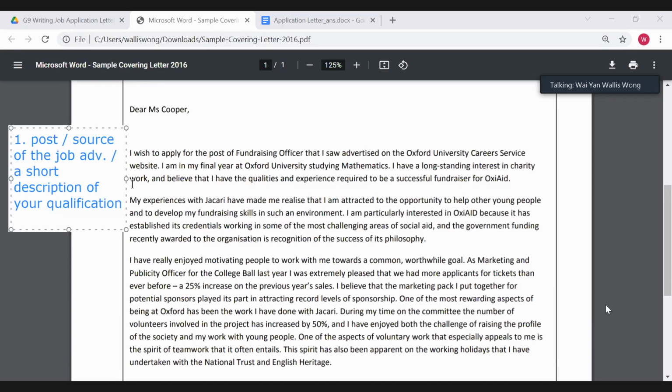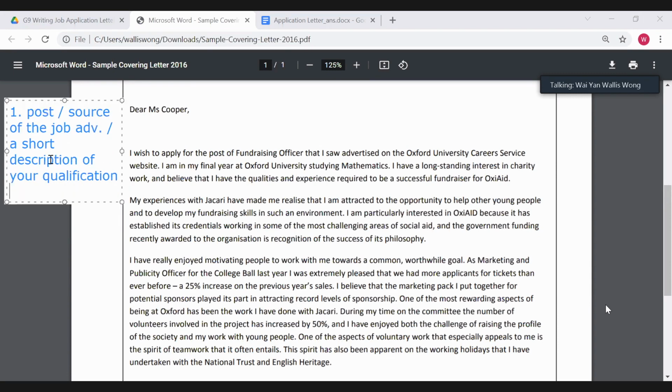So after it, in the second paragraph, what can you find? In the second paragraph here, my experiences with Jacari have made me blah, blah, blah. Okay, what should you talk about in paragraph 2? Why you want to apply for this job?